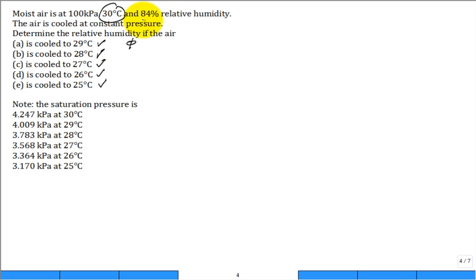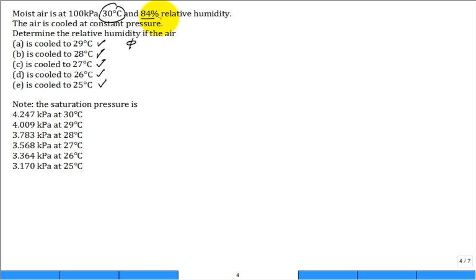So it starts at 84%. As I cool it, what is the relative humidity going to do? Stay constant, go up, or go down? The relative humidity, it's going to go up until it hits 100%. It can't be above 100%. If it's 100%, the air is now, quote unquote, saturated. It moves from humid to saturated air.